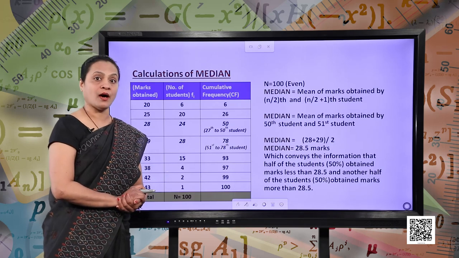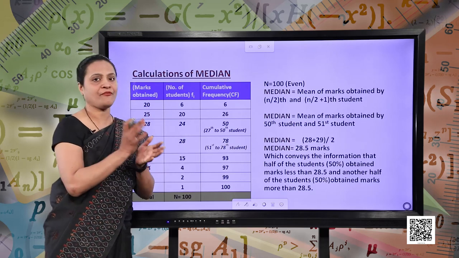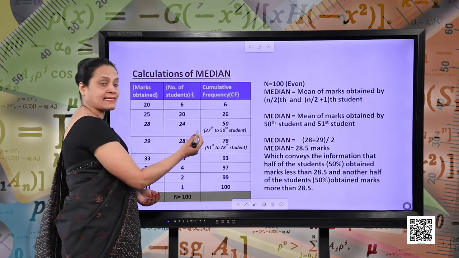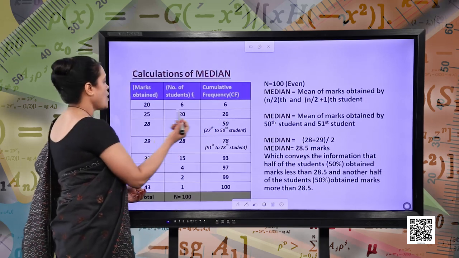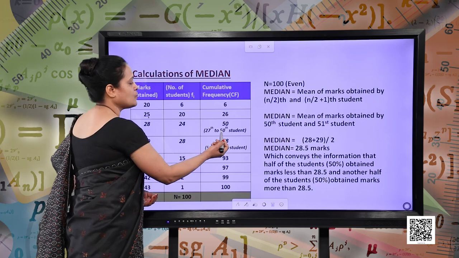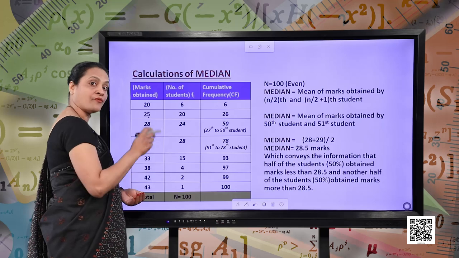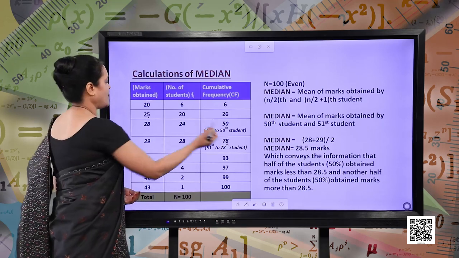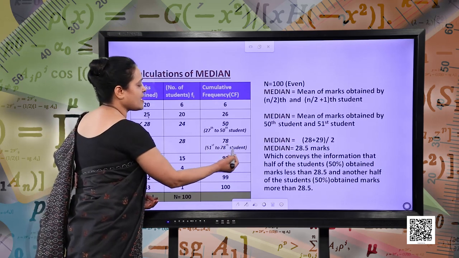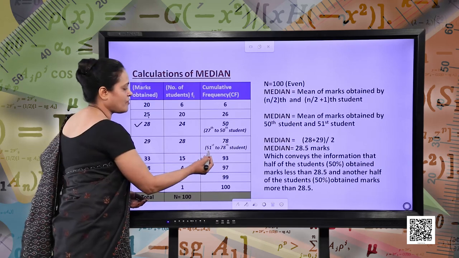But how do we find out the marks of our middle students, that is the 51st student and the 50th student? So let us see this cumulative frequency table. It says there are 26 students who have scored marks up to 25. The 27th to 50th students belong to this row. So what will be the marks of the 50th student? It will be 28. Then the 51st to 78th students belong to this row. So what will be the marks of the 51st student?